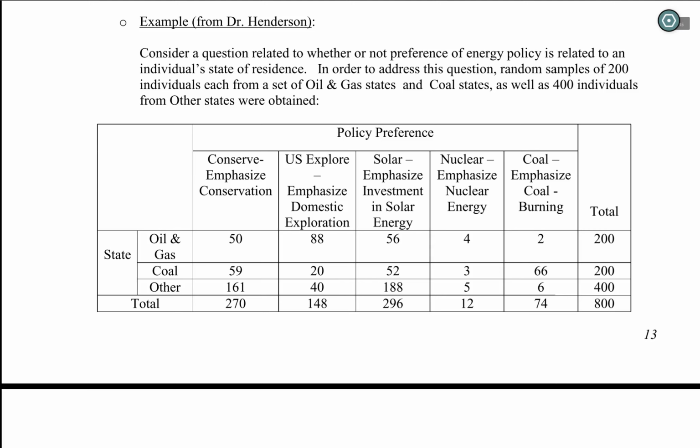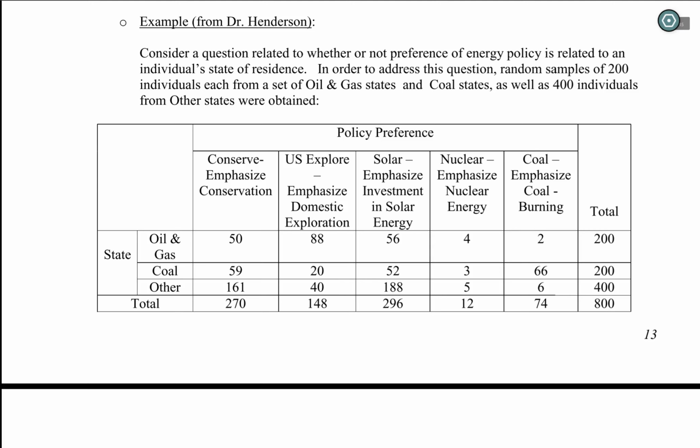What we're doing here is that there are underlying population proportions for each of these states, and we want to compare those sets of proportions. Is the proportion set for the oil and gas states the same as the proportion set for coal states, and the same as the proportion set for the other states? That's the kind of hypothesis that we want to look at.